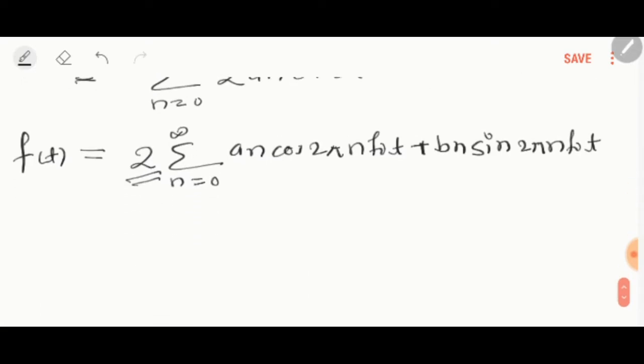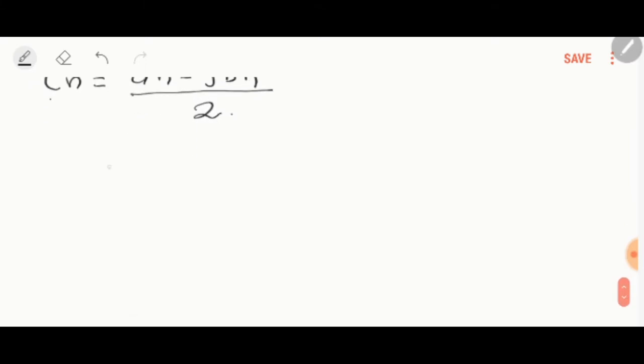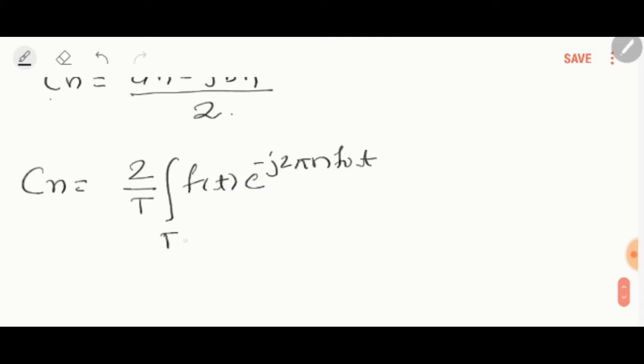So what we can do to avoid this two: the definition of Cn was an minus jbn. So either we can divide this by 2, or instead we can change the definition of Cn, that is an minus jbn divided by 2. So automatically these two will cancel, because the definition of Cn will be an minus jbn by 2. Our Cn value earlier defined was 2 over T integration over T ft e to the power minus j 2 pi n f naught t. This was the Cn value.